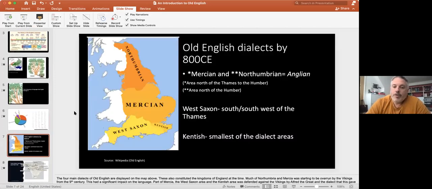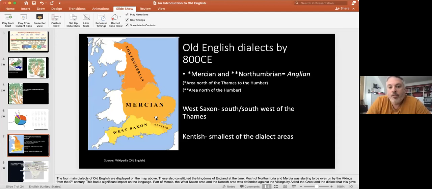So as we move on now, it's important to recognise that Old English wasn't one big block of stuff. It was 600 or 700 years in the making, so it changed a lot over time, but also it changed a lot from area to area. So here's a map from Wikipedia, which shows us the four principal dialect areas of Old English. So you can see just tucked away in the corner for us is the dialect that would have been spoken in this area, which is Kentish.